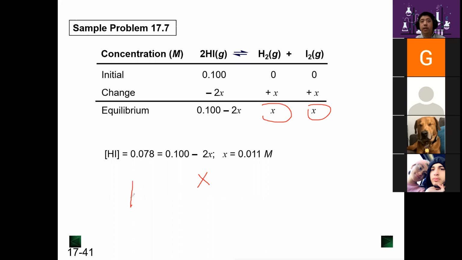So this becomes k is equal to x squared over 0.078. Because this is the equilibrium expression of H2, I2 over 0.078. But keep in mind, this is for one of the HIs. This 2 here needs to end up as an exponent here, okay? Any questions so far?